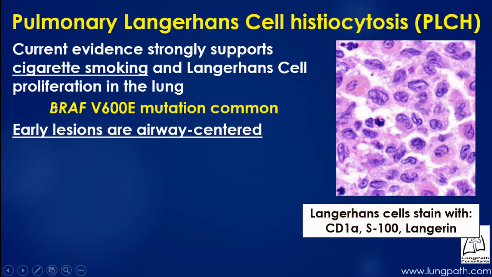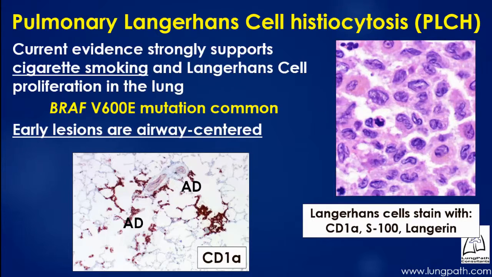By the way, a lot of these cases have a BRAF V600E mutation, even those that are thought to be, quote, reactive and related to cigarette smoke and may not be clonal when one looks at multiple nodules in the lung. The early lesions here are airway centered, and this is highlighted with an alveolar duct and a CD1A stain showing the proliferation of Langerhans cells around that alveolar duct. And that's thought to be due to, say, an influence of cigarette smoke that in certain individuals causes Langerhans cells to proliferate beyond just a reaction.